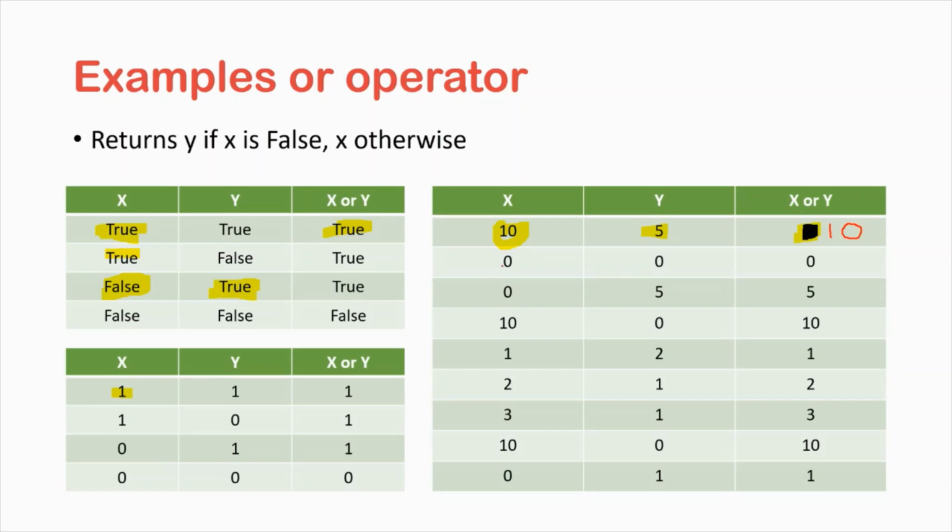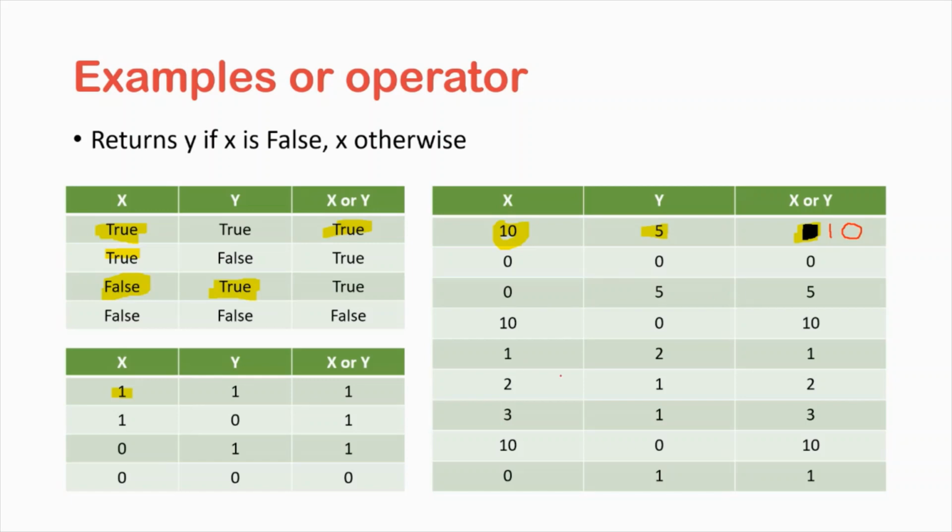Now we will come to the second. 0 or 0 is what? 0. 0 or 5 will be what? 5, because the first number is false. So it will go to the next value to check whether the next value is true or false. Here it sees that the next value is true, so it will return the 5, the true value.